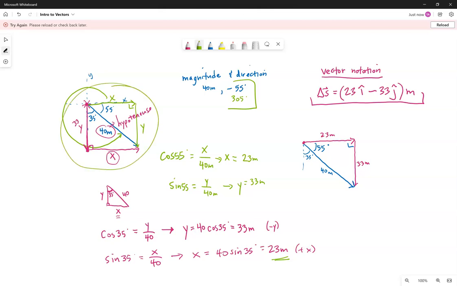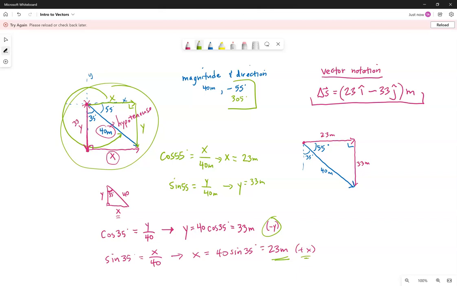So we always want to draw a picture. Are we headed right or left, up or down? That's how we decide. Since we had to go downwards, that's why we decided y had to be negative. Because we traveled to the right, x has to be positive.